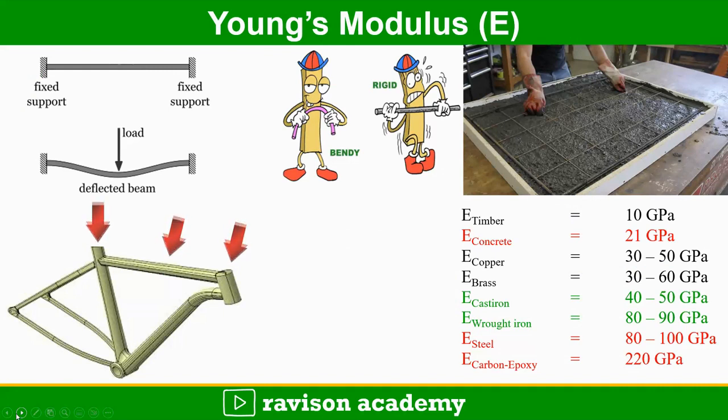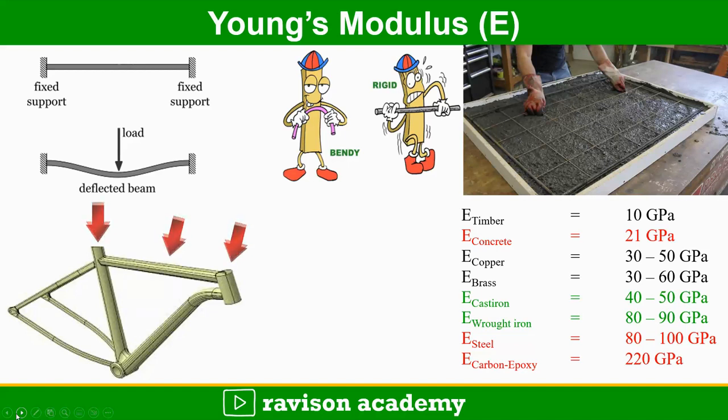So the value for the Young's modulus for timber is 10 gigapascal, concrete is 21 gigapascal, and the highest value for the Young's modulus is registered for carbon epoxy composite, 220 gigapascal. Suppose you want to select a material for a bicycle frame, it has to carry the load without any deflection or minimum deflection. So you want to select a material which has a high Young's modulus. That's why carbon epoxy frames are selected for the sports cycle.